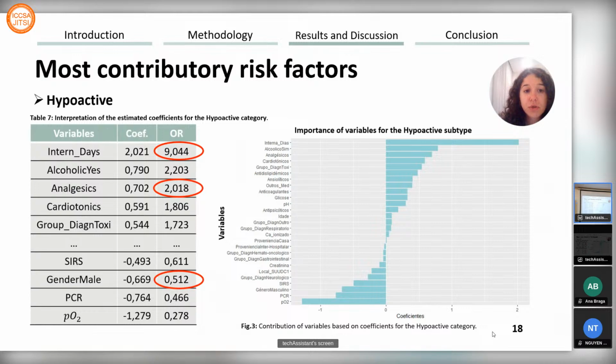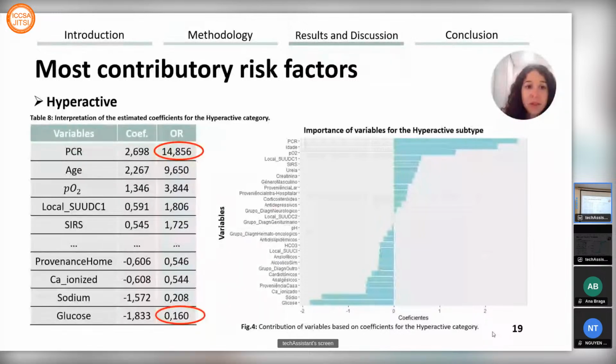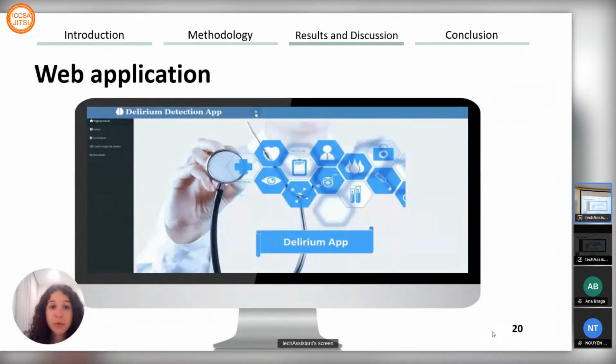Regarding analgesics, individuals who consume them are 2.018 times more likely to exhibit hyperactive delirium. On the other hand, for male individuals, the probability decreased by 0.512 times, that is, the reference class, absence, is more likely. Similarly, the most influential factors for hypoactive delirium are PCR, age, and pressure of oxygen. An increase of 1 minute in PCR increases the probability of this subtype occurring 14.856 times.